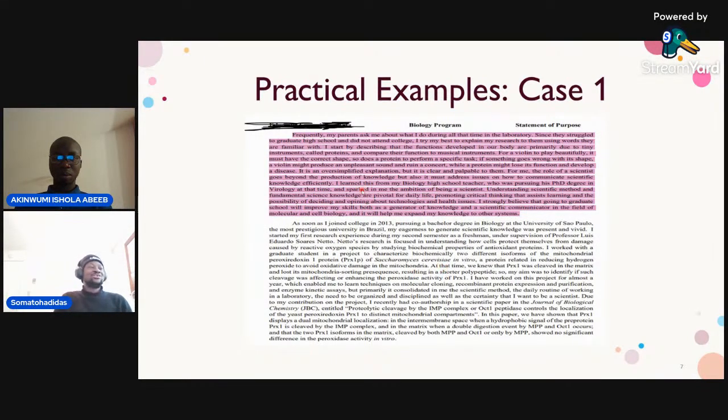I'm not allowed to show this person's name, so that's the reason I had to block it out. Can you see it? Yes, I can see it perfectly. Okay, so this is a statement of purpose for a program at Stanford University, and this person actually got in. The person is currently a PhD candidate at Stanford. If you look at how this person started. But can you try to zoom it out so that people can see it very well?